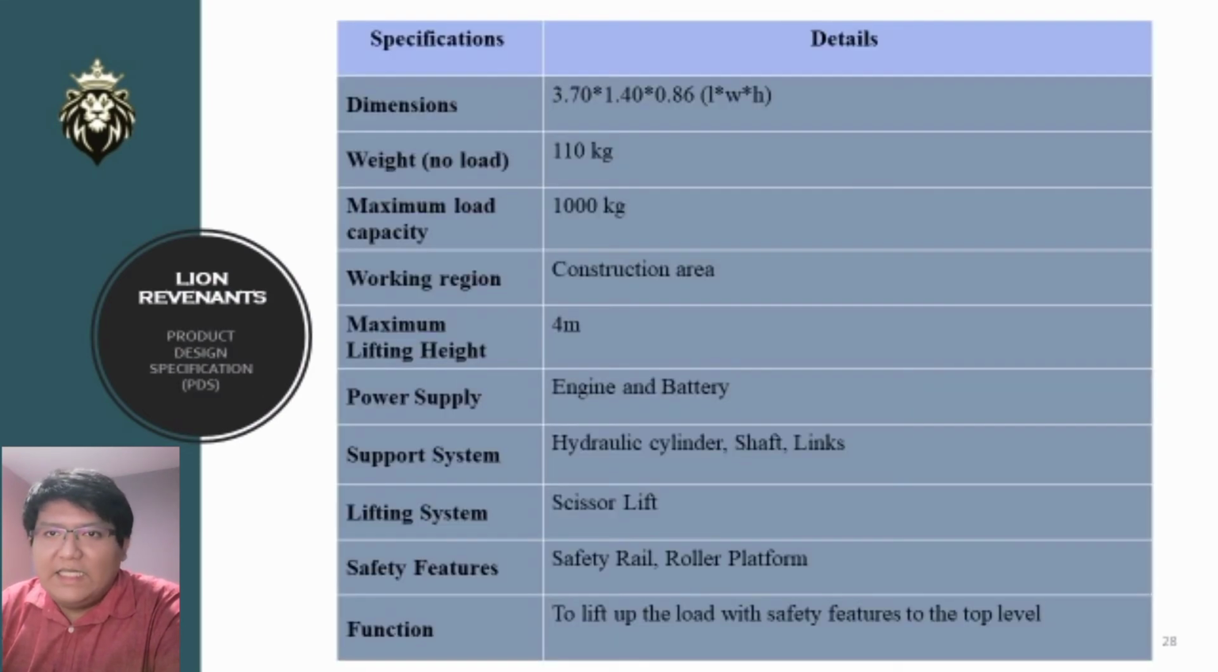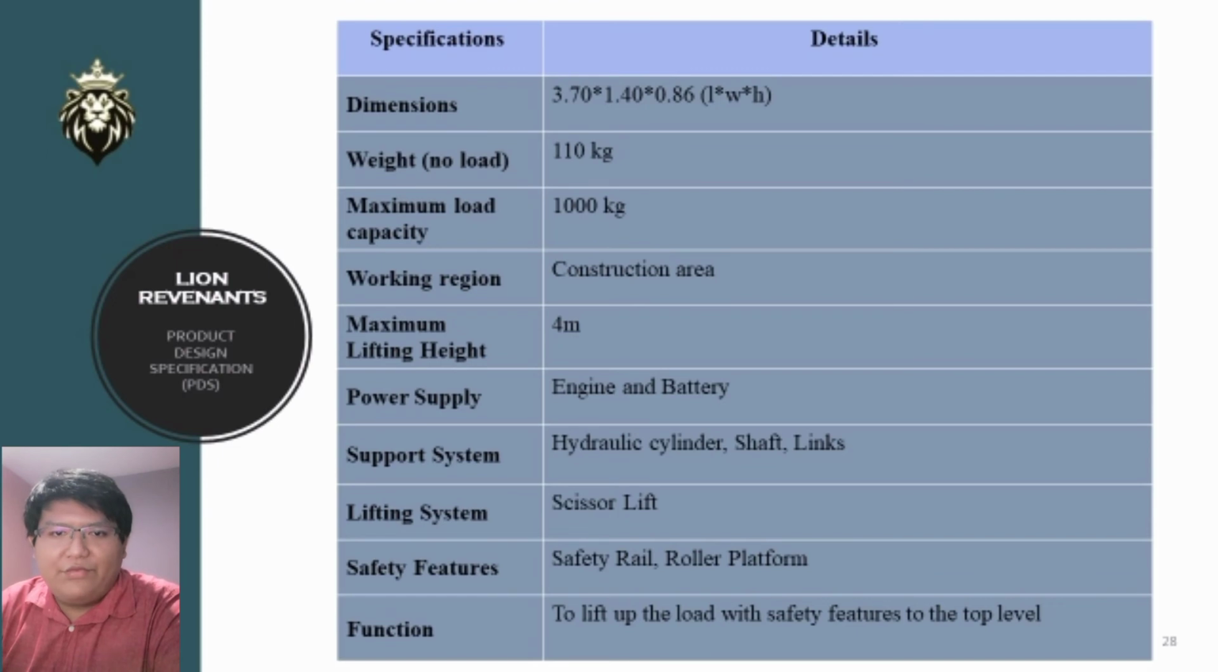Product design specification. Basically, from what you can see, our product uses a hydraulic system and is able to lift bricks to 4 meters high with great safety features such as a safety rail and roller platform. Its weight is 110 kg and it is able to lift 1000 kg of bricks. This is our product, the attachable scissor lift.